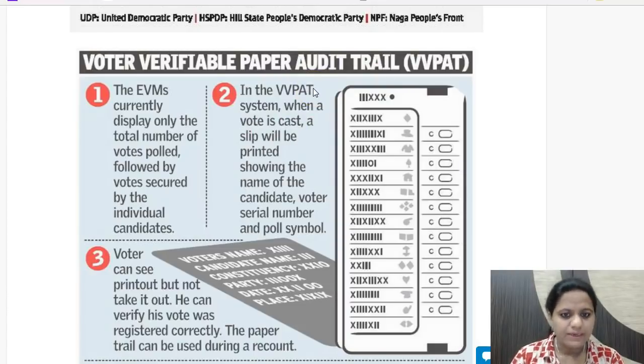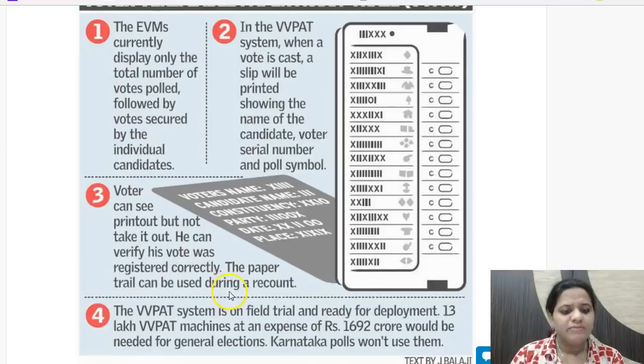So a slip will be printed, which will show the name of the candidate for which the voter has voted, the voter serial number and the poll symbol as such too. So then the voter also can verify that what he has voted has been correctly printed or not. The printout cannot be taken away by the voter. It stays in the machine. The entire roll remains in the machine. And then when the verification is being done, that paper trail is used for recounting verification.